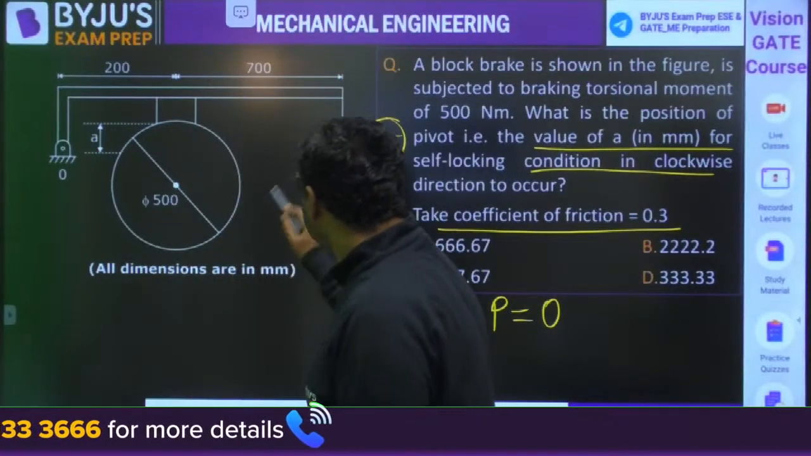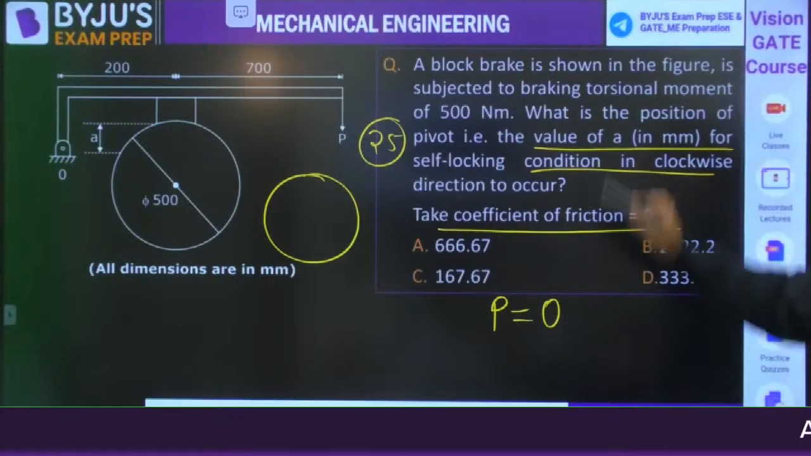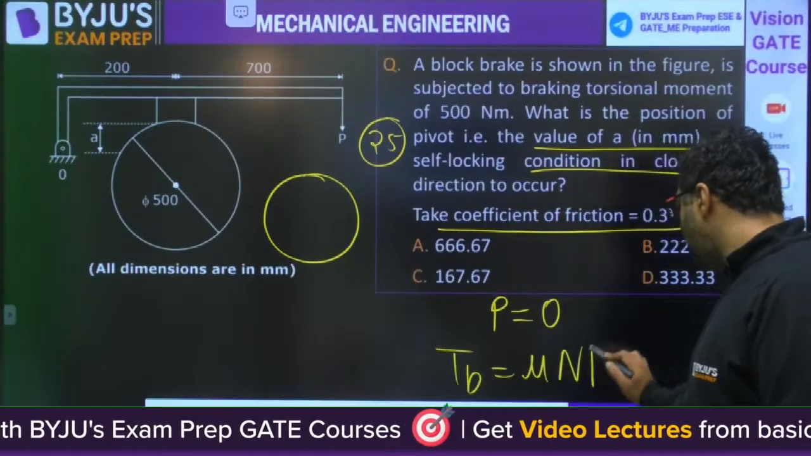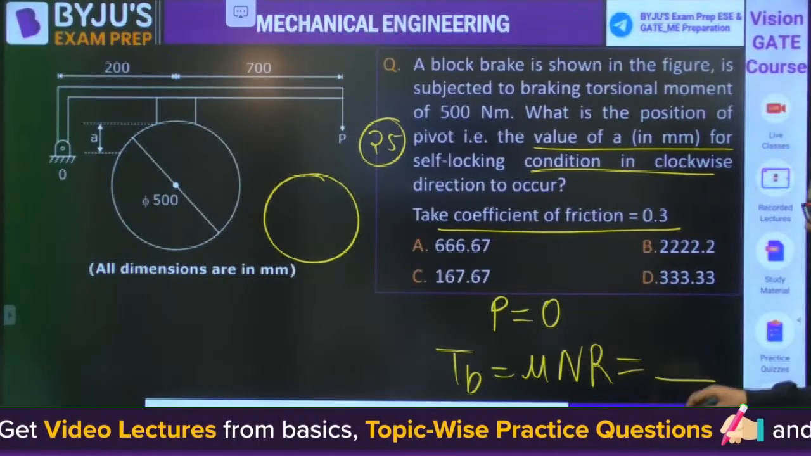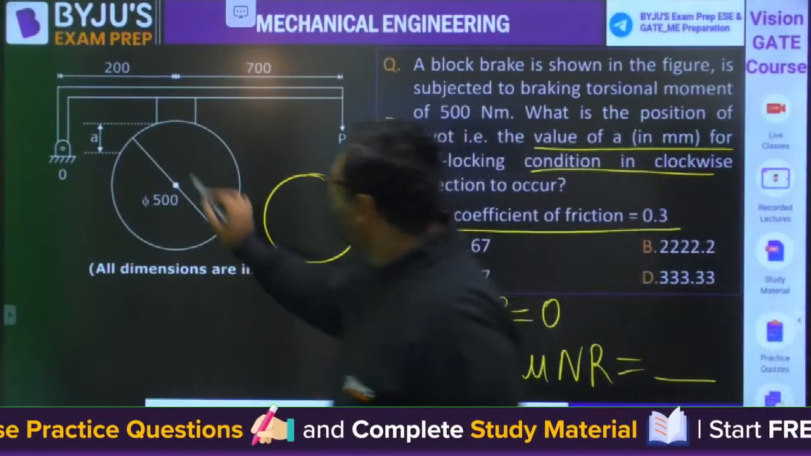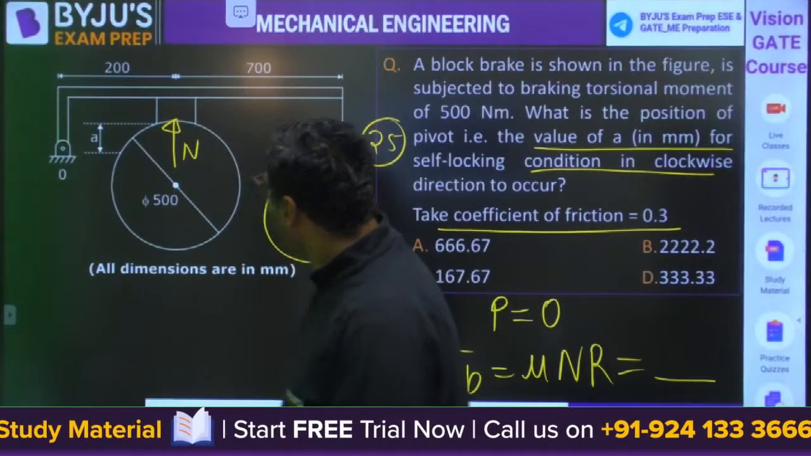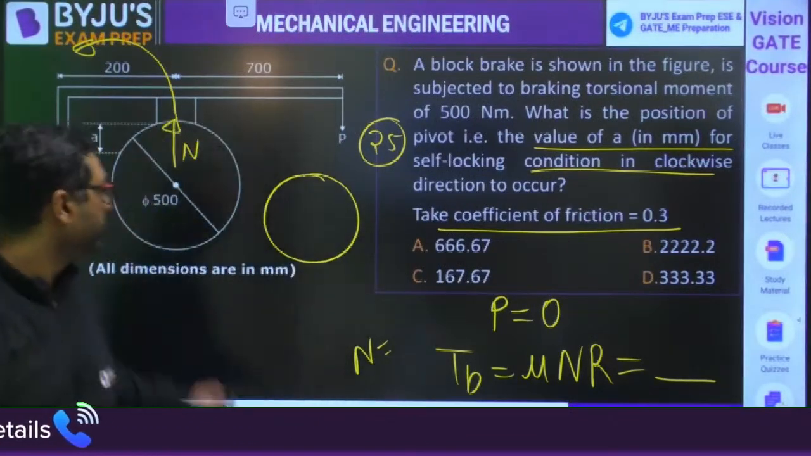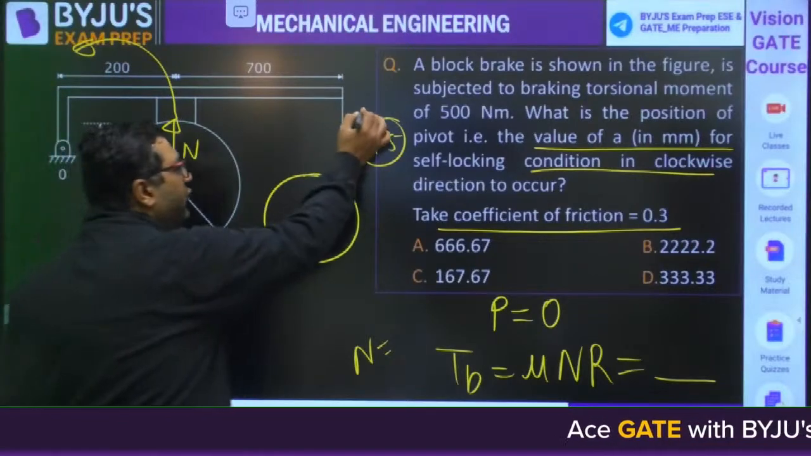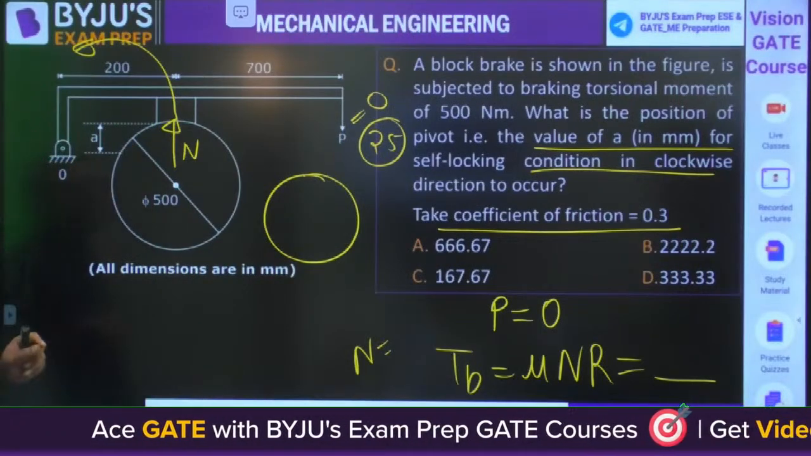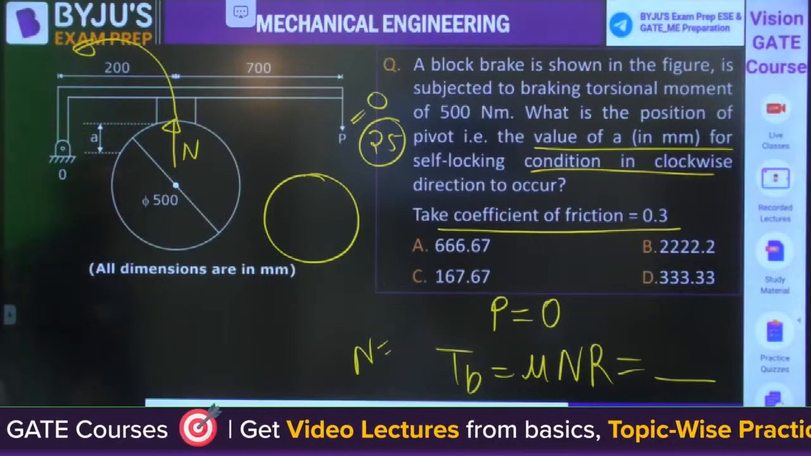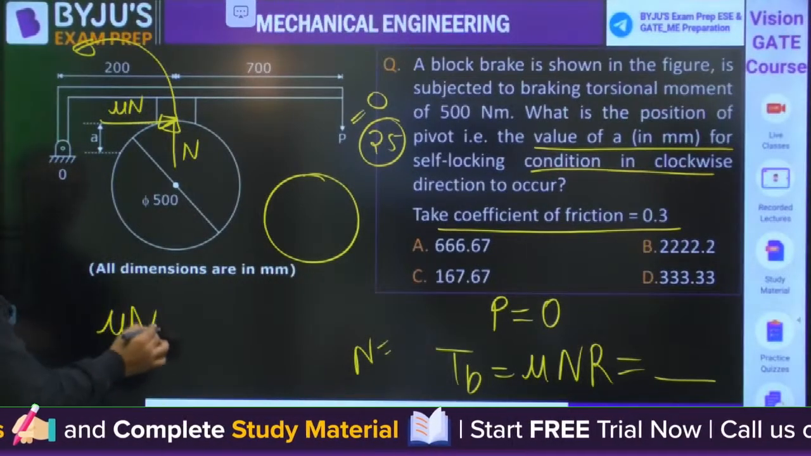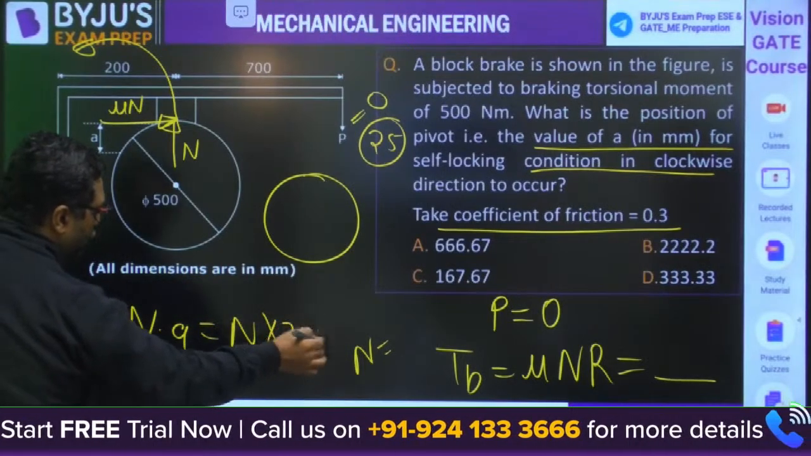As this is a block brake shown in the figure subjected to a braking torsional moment of 500 Newton meter, they have already given you T_B. T_B is mu N r. So from this mu N r you will get the value of N, the normal reaction. The normal reaction will act like this and create a moment in this direction, anticlockwise. So obviously, for self-locking P is 0. Mu N is going to balance it. If it is going anticlockwise, the mu N couple should come clockwise, so mu N on the shoe should act like this. So you just need to equate mu N into a equals N into 200. You will get the value of a.